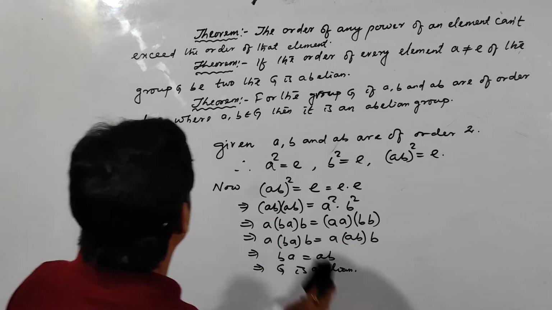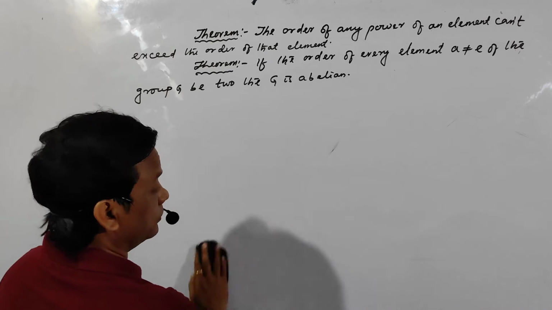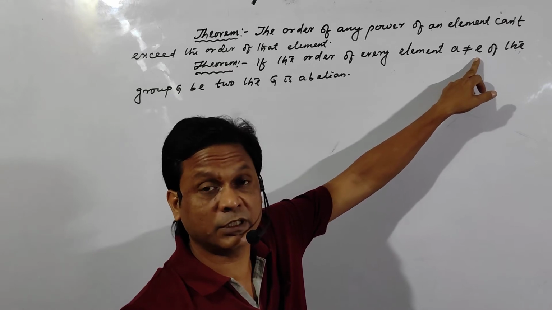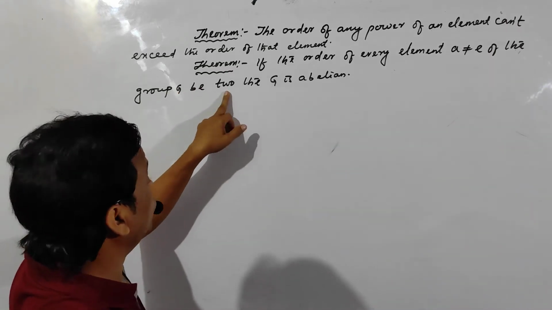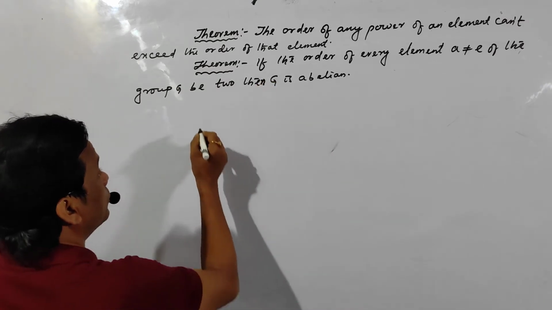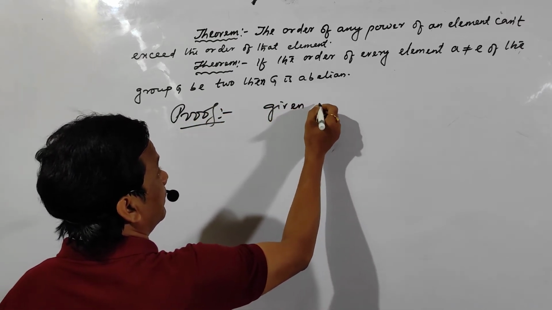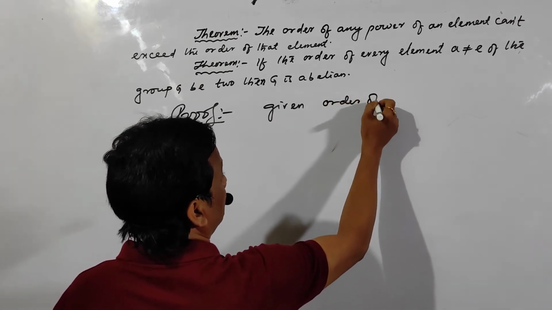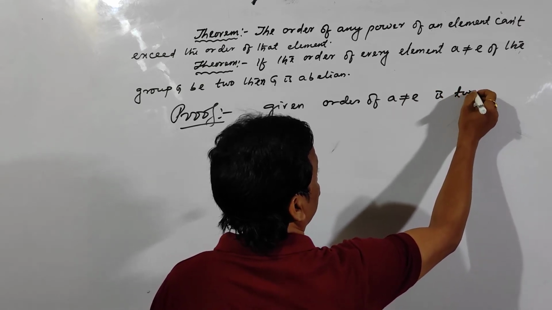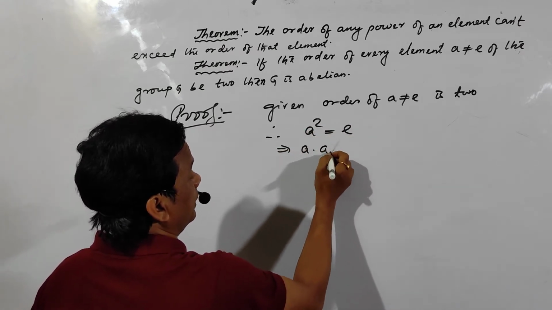Okay, so let us see this one. If the order of every element A other than the identity element of the group G is 2, then you have to prove G is abelian. Okay, so proof. See here how interesting the proof is. Given order of A, A unequal to E, is 2. So therefore A square is equal to E. That means A into A is equal to E.